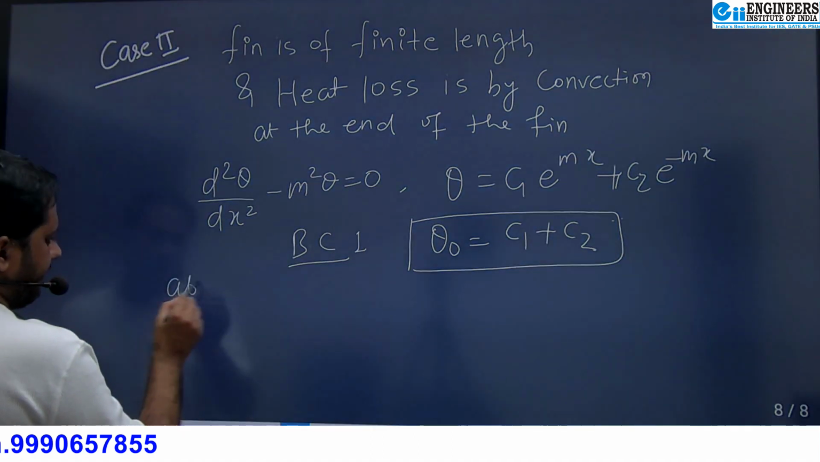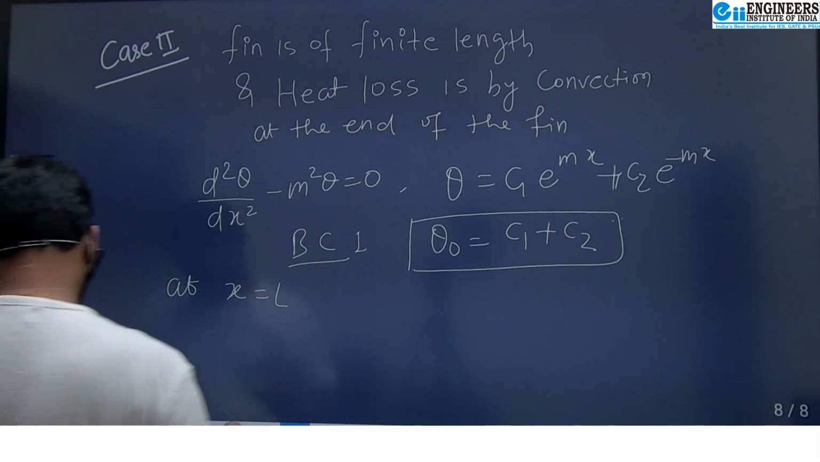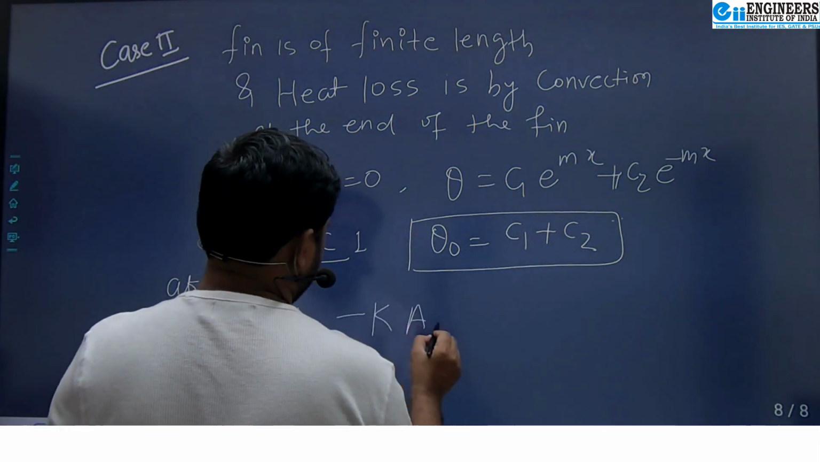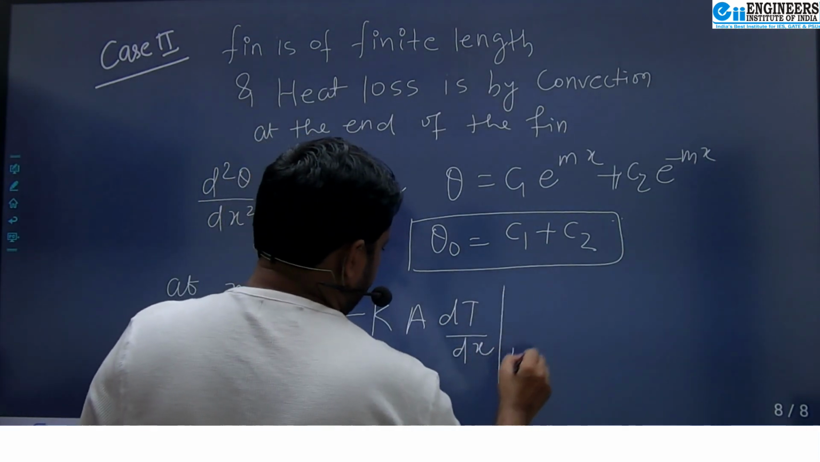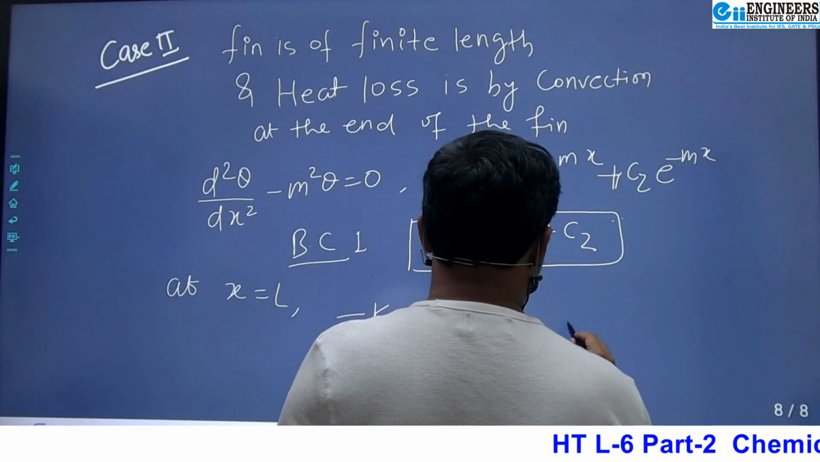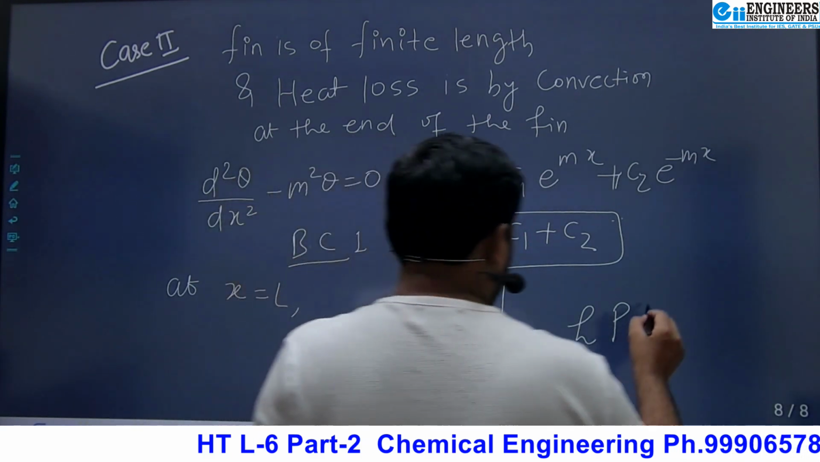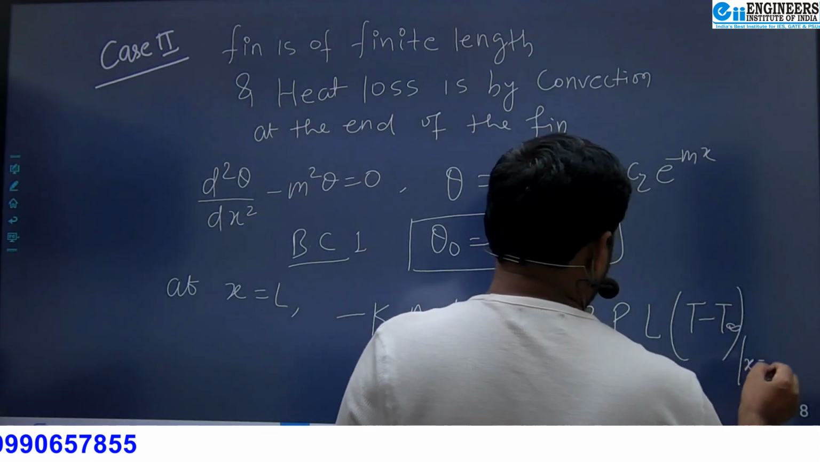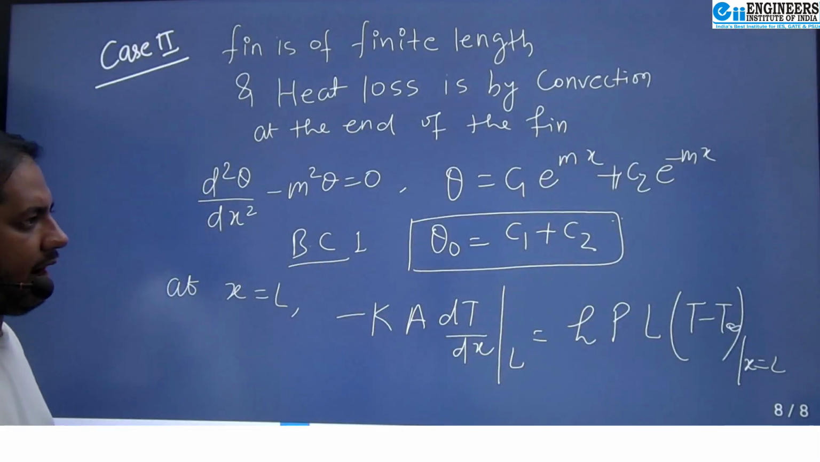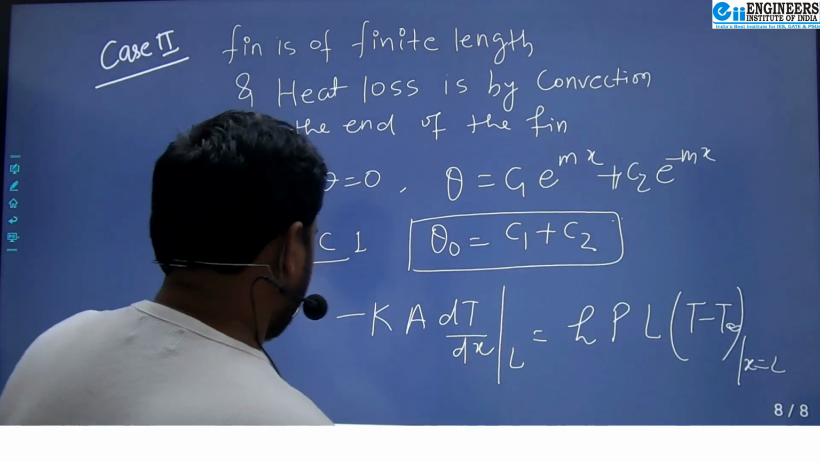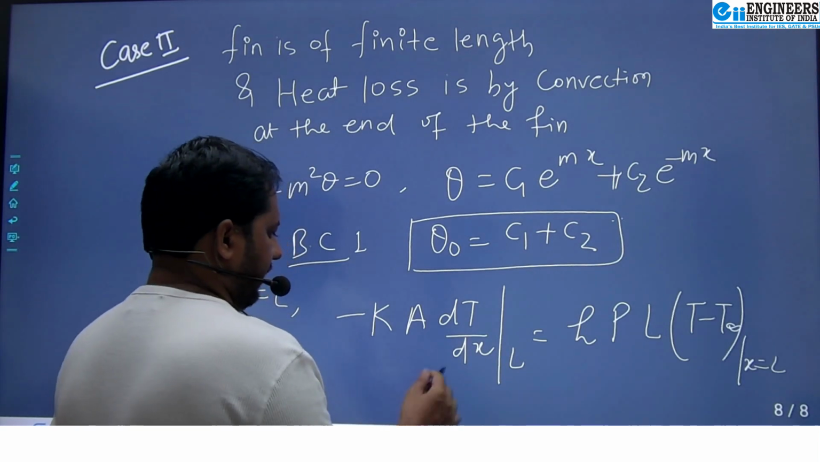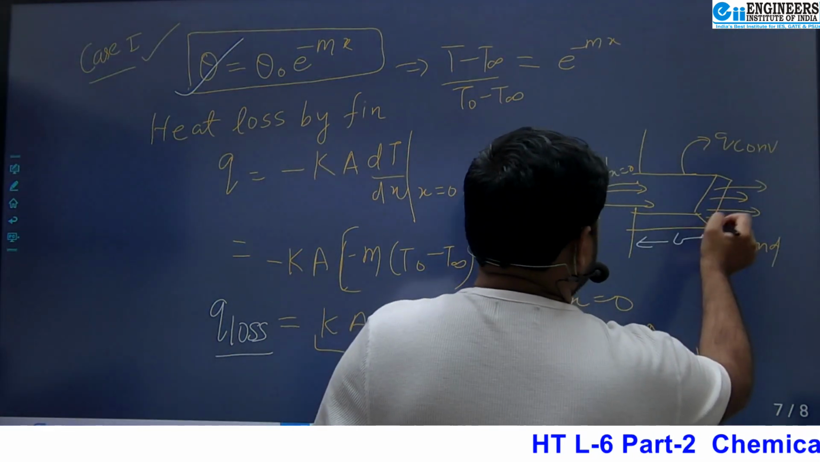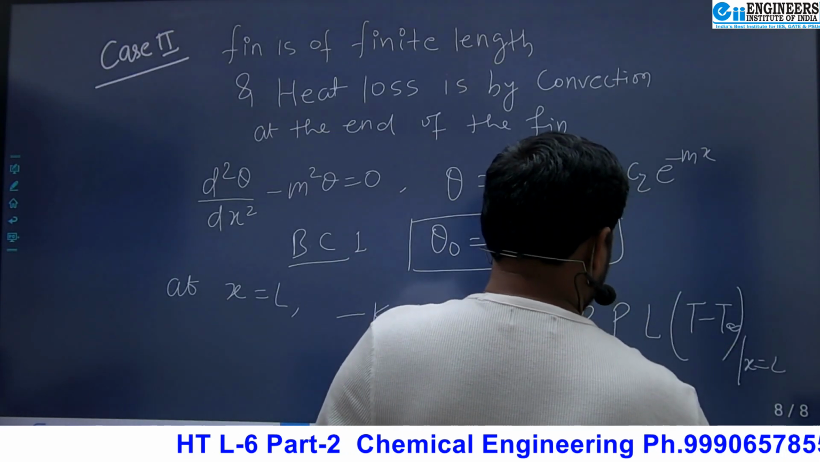It is saying that at x equal to L, whatever heat is conducted at x equal to L is lost by convection. So whatever heat is conducted at L is equal to the heat lost by convection. So you can say that h into P into L, T minus T infinity at x equal to L. This is a statement that at the end of the fin heat is lost by convection. So at x equal to L, whatever heat is conducted is removed by convection. This is the statement.